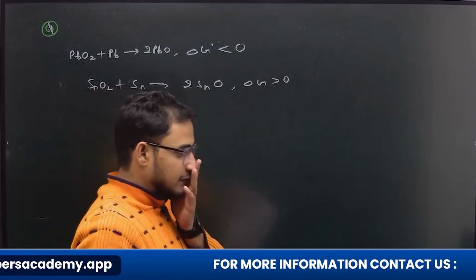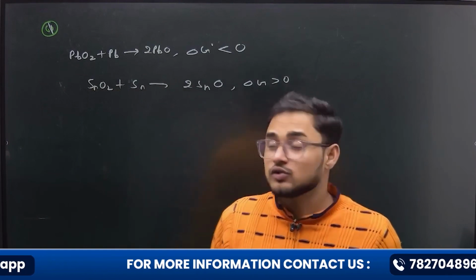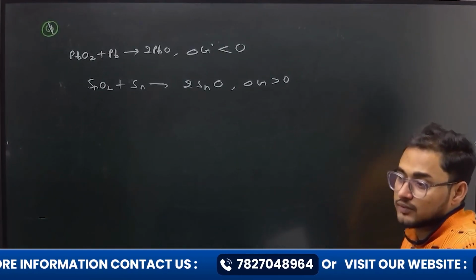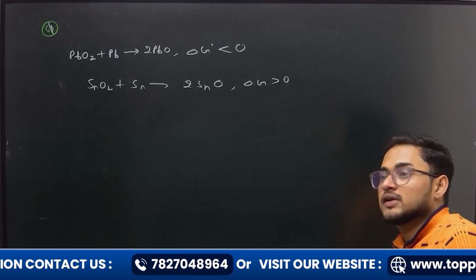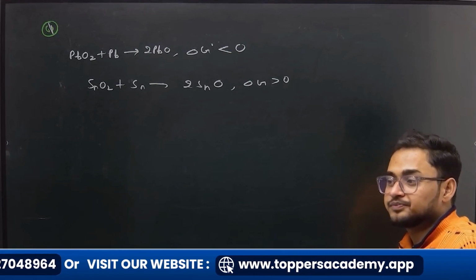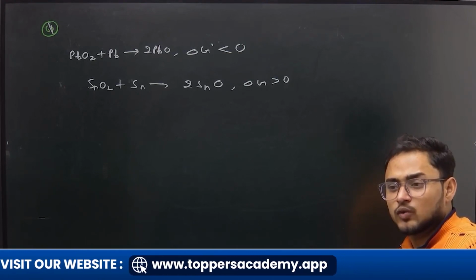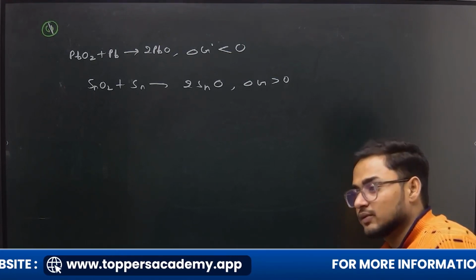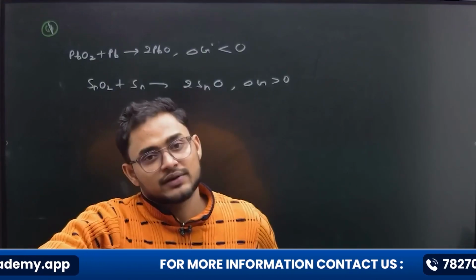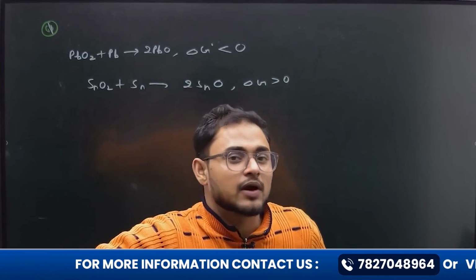Okay, the delta G value is provided. What information are we going to get with the help of the delta G value? If delta G is negative, that means it is less than 0, so obviously the reaction is possible in the forward direction. If it is positive, that means it is more than 0, so the reaction is not possible in the forward direction. It is more favorable in the backward direction.